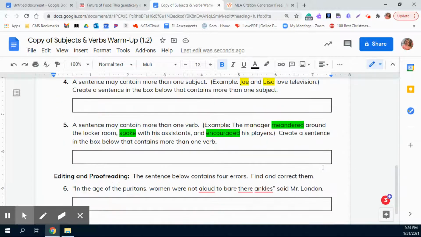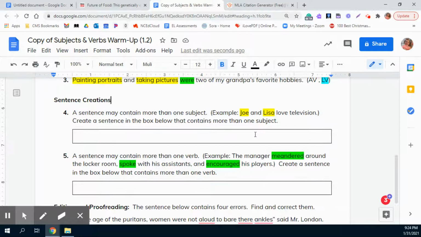All right, the next couple, 4 and 5, you need to write your own sentence, but I'll go over a couple of examples. So number 4 says, a sentence may contain more than one subject. So we have an example here, Joe and Lisa love television. So you're going to create a sentence in the box that contains more than one subject. Yours better not look like the one that I put here, but use mine as inspiration. More inspiration than just this Joe and Lisa sentence above.